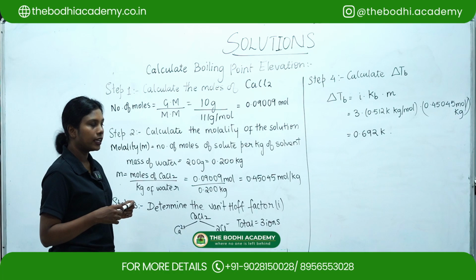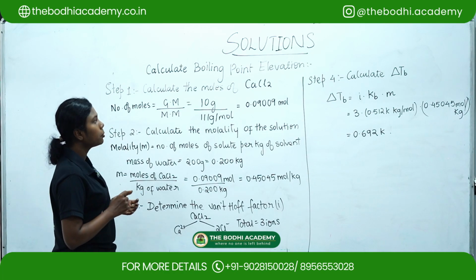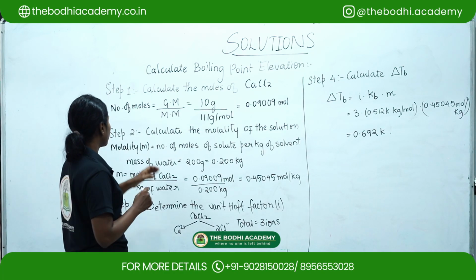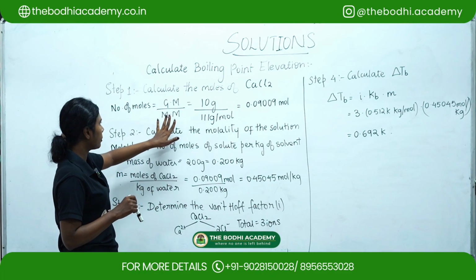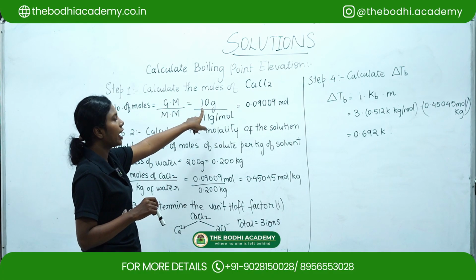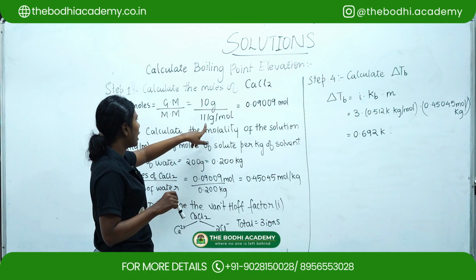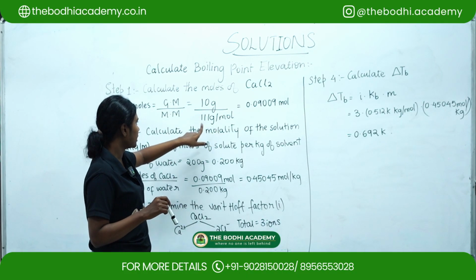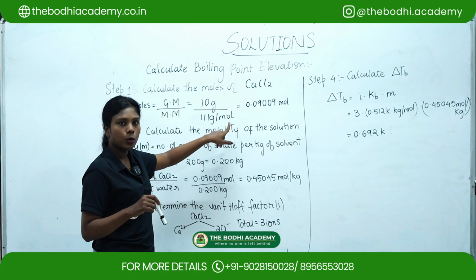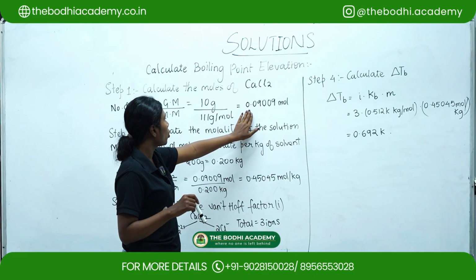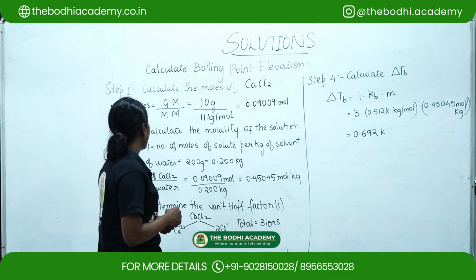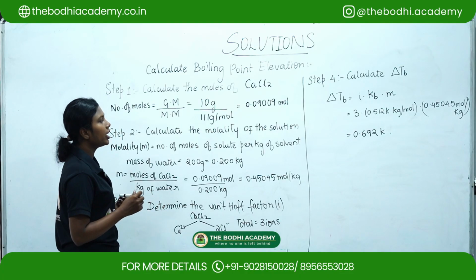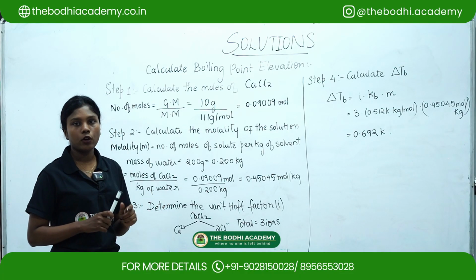Step 1 in this is to calculate the moles of CaCl2 that are present. Okay, so we know already number of moles is given mass upon molar mass. So given mass is 10 grams and molar mass is already given in the question, that is 111 grams per mole. So the total number of moles comes to 0.09009 moles.